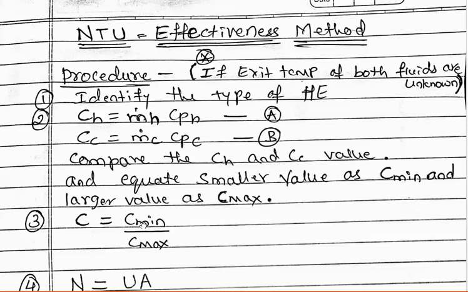Then calculate C. C is equal to the ratio of C minimum by C max. So calculate the value of C using these two values, C minimum and C max.